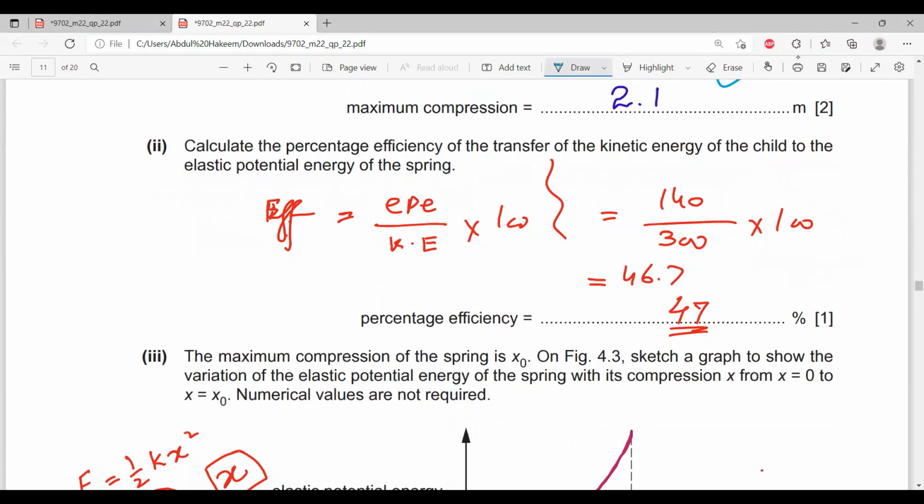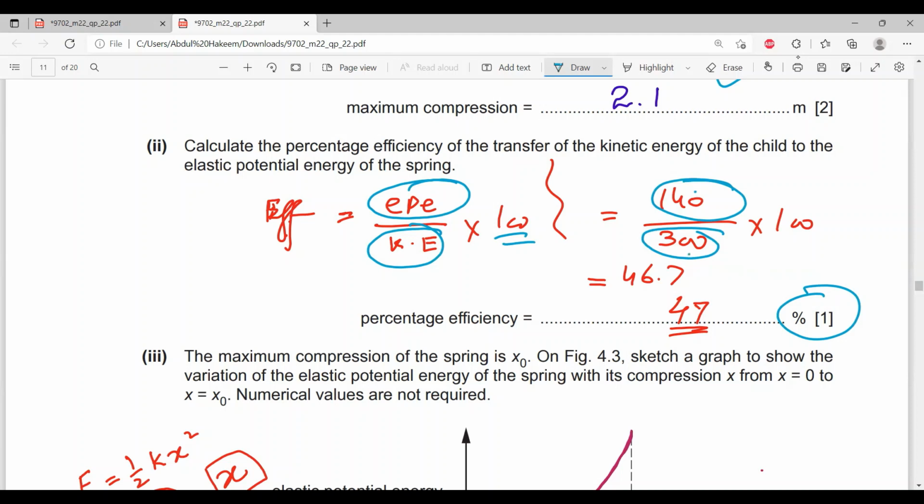Next, calculate the percentage efficiency of the transfer of the kinetic energy of the child to the elastic potential energy. So efficiency is elastic potential energy divided by kinetic energy, into 100, because the percentage is required. So elastic potential energy is 140, and the kinetic energy at Y of the child is 300. So 140 divided by 300, multiplied by 100. So the answer is 46.7 or 47.